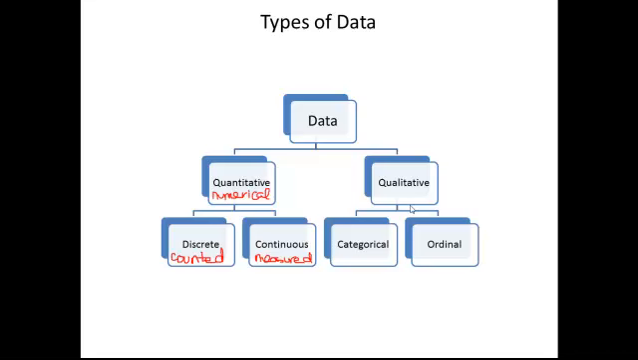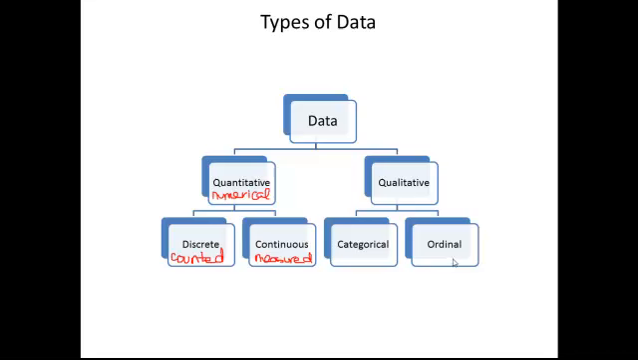Within the qualitative data, we have categorical and ordinal. Categorical is anything that is categories, so it's not numerical data. Maybe something like if you were doing a survey asking for people's favorite colors, that would be a category. Ordinal data is data that's not numerical but has some sort of order to it.